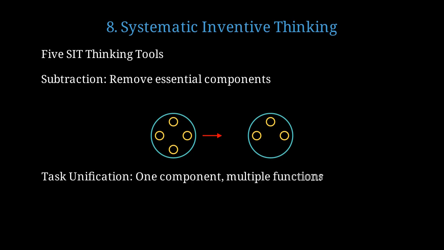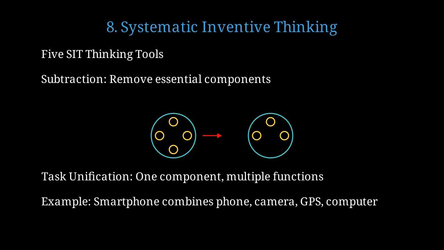Task unification assigns multiple functions to a single component, increasing efficiency. The smartphone exemplifies task unification, combining phone, camera, GPS, and computer in one device.